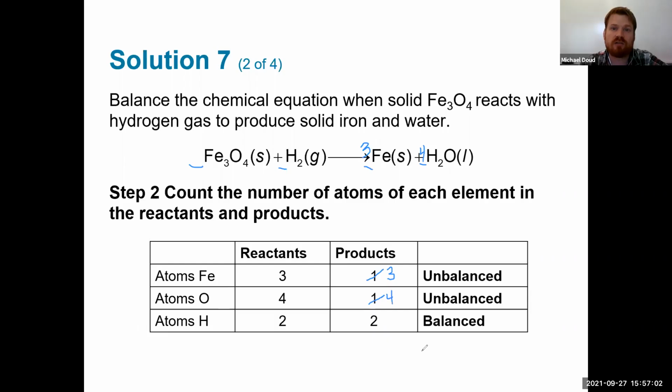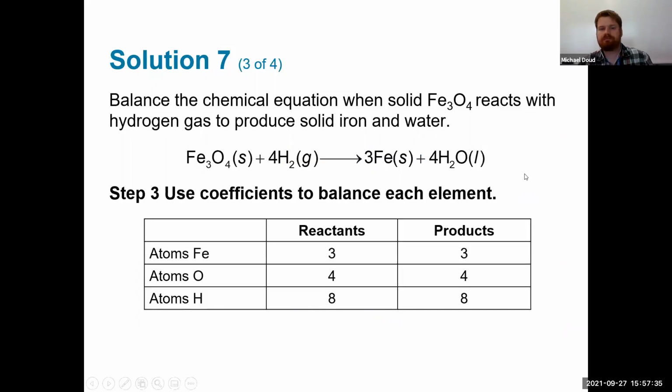But what else changes? That's right, the hydrogen changes too. Now we have 4 times 2, that's 8 hydrogen atoms. Now all of a sudden, those are out of balance. So how do we balance the hydrogen? Well, now we need 8 hydrogens in the reactants. So we have to add a coefficient of 4 here. 4 times 2 gives us 8 hydrogens. Double check: 3 and 3, 4 and 4, 8 and 8. Now we have a balanced chemical equation.